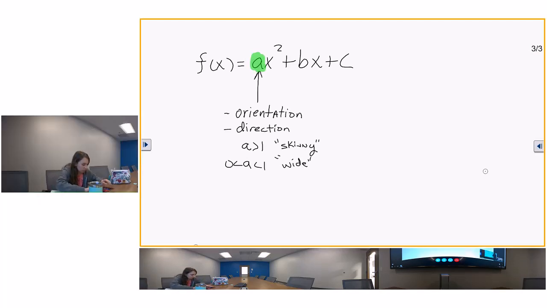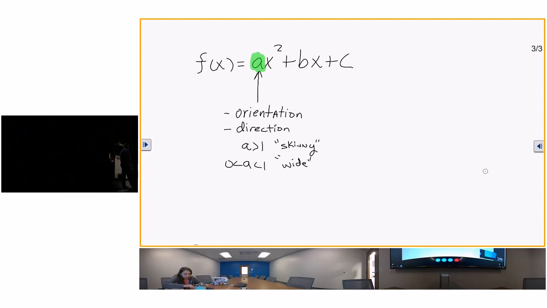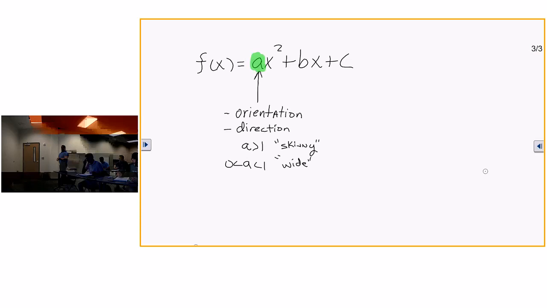What if A is equal to 3/2 x squared? Or what if A is equal to 3/2? Wide or skinny? Skinny. You weren't supposed to get that right. You're supposed to get it wrong like everybody else. It would be skinny. Why?